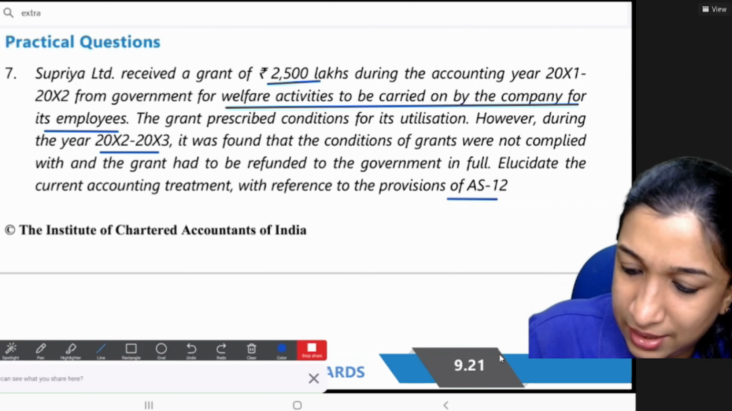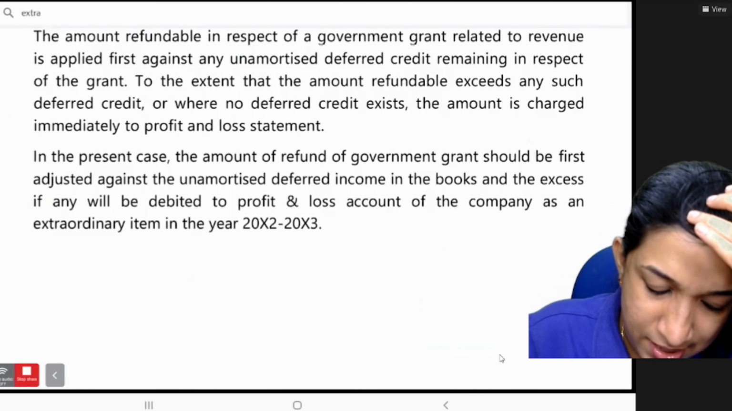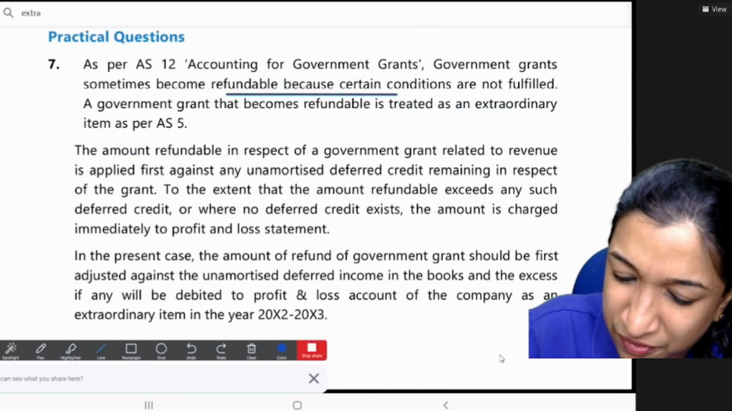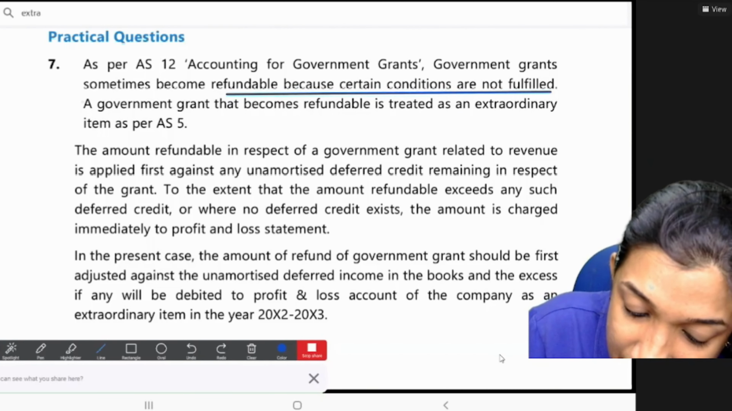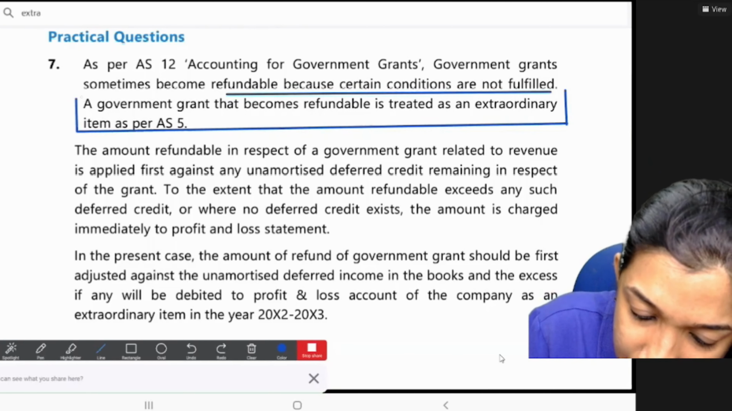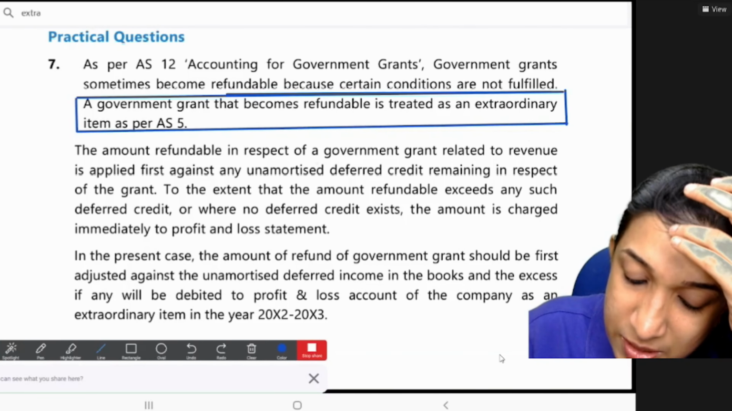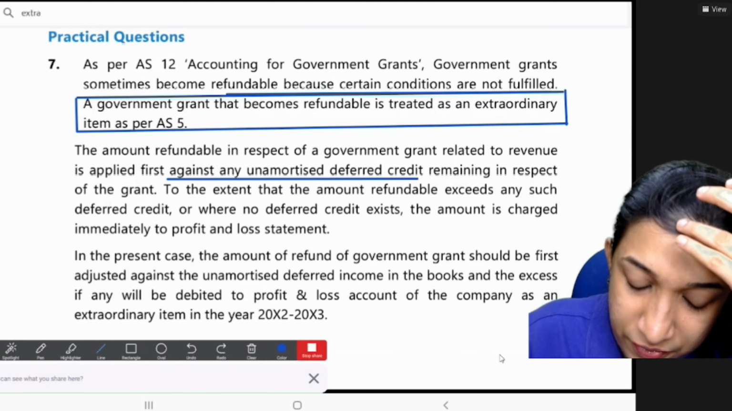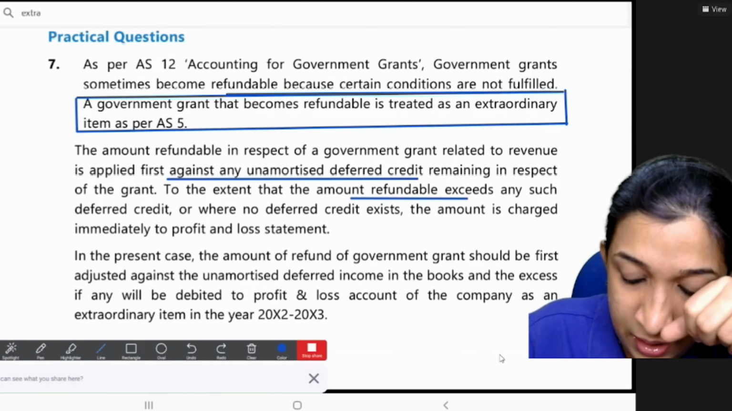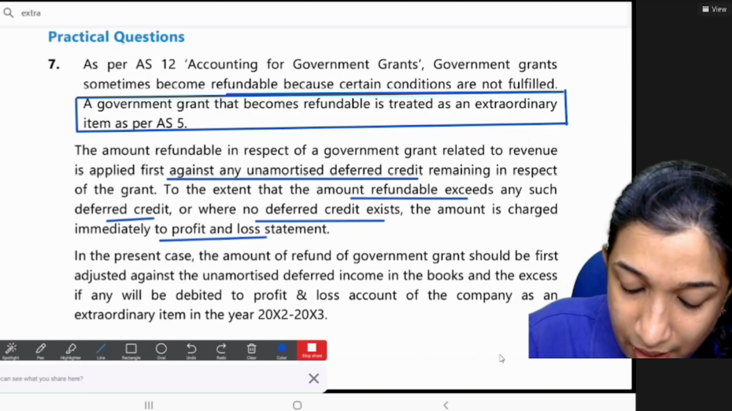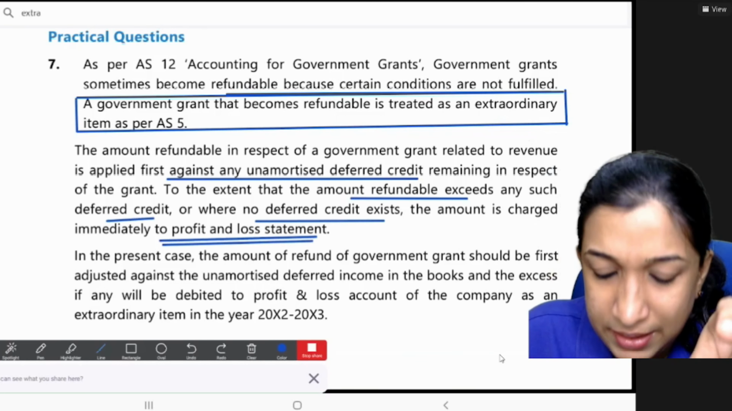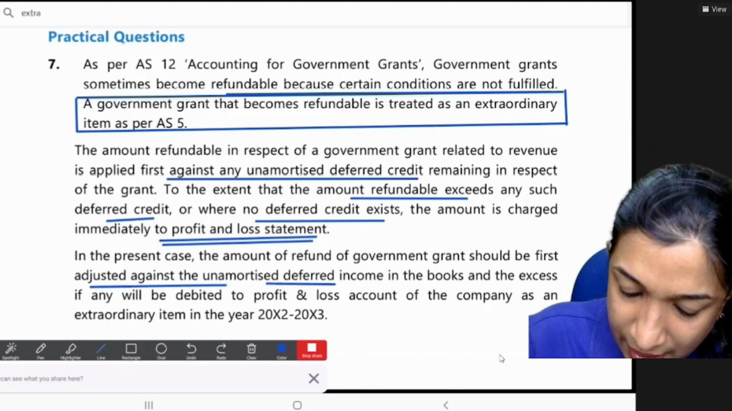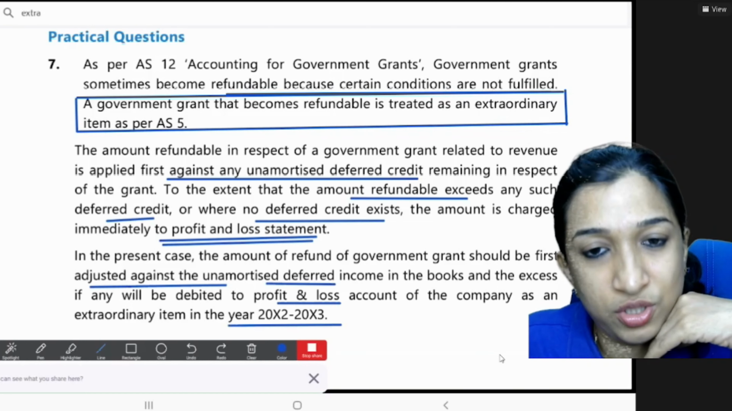For how many years the grant is given is not mentioned in the question. Anyway, how will I answer this? If I get this as a 4 marks question: as per AS 12, a grant sometimes becomes refundable if conditions are not fulfilled. A grant that becomes refundable is treated as an extraordinary item. The amount refundable in respect of a government grant related to revenue is first applied against unamortized deferred credit remaining in respect of the grant. To the extent the amount refundable exceeds any such deferred credit, or where no deferred credit exists, the amount will be charged to P&L. In the present case, the refund of the government grant should first be adjusted against unamortized deferred income and the excess to P&L, and disclosed as an extraordinary item.